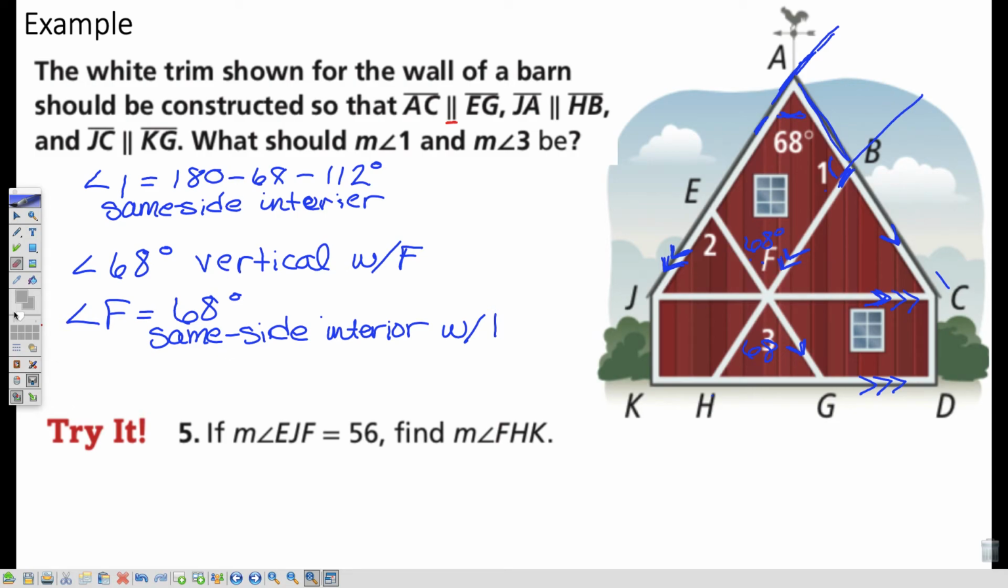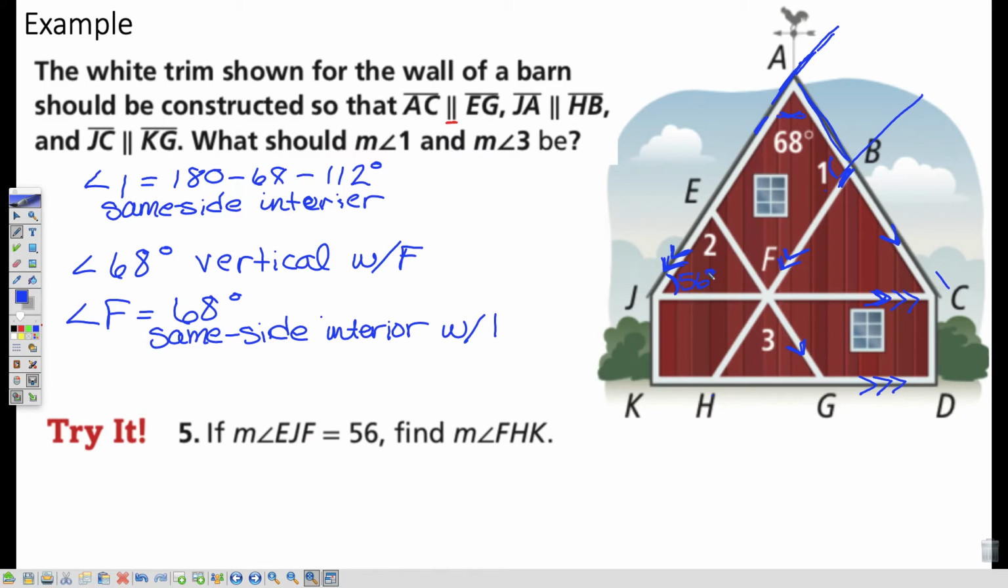So now we're going to use the same picture, and they're parallel, but they're going to tell me something else. Okay, so I'm going to erase the 68. So down here it says if the measure of angle EJF is 56. So EJF, where would that be? Right, EJF, right here, is 56.